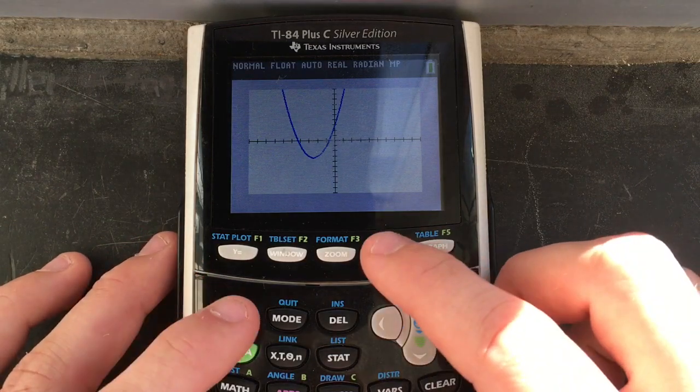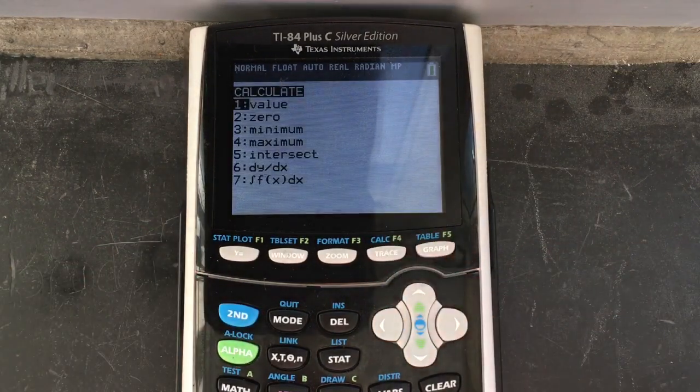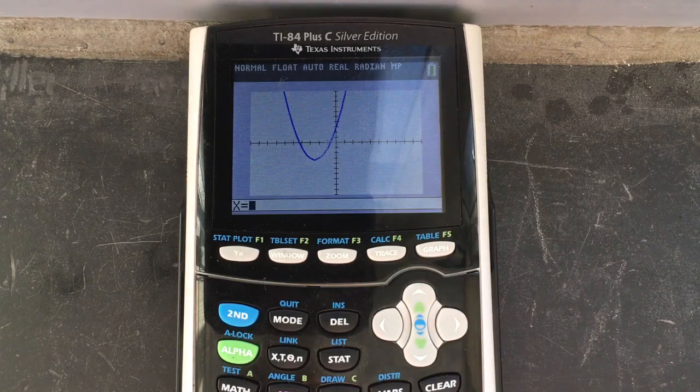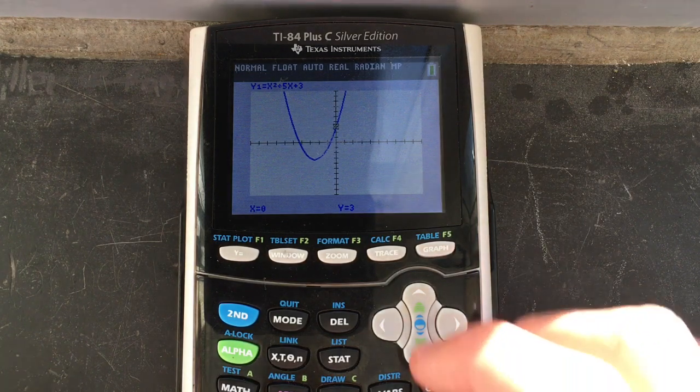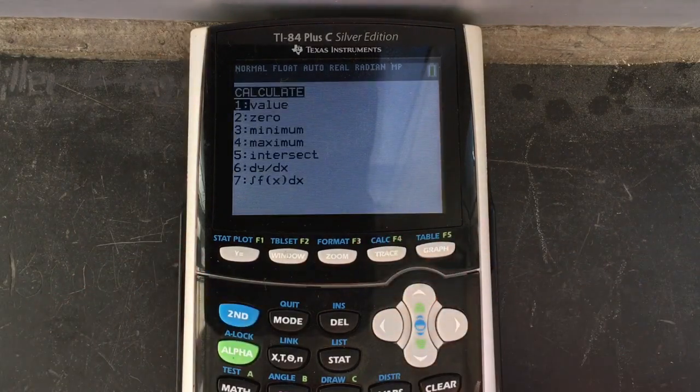Then you're going to hit second trace. To find the y-intercept, you're going to hit value, and then once again for x, you're going to type in 0 so that you find what y equals when x equals 0. Hit enter for that, and it says right down at the bottom that the y-intercept is going to be (0, 3).